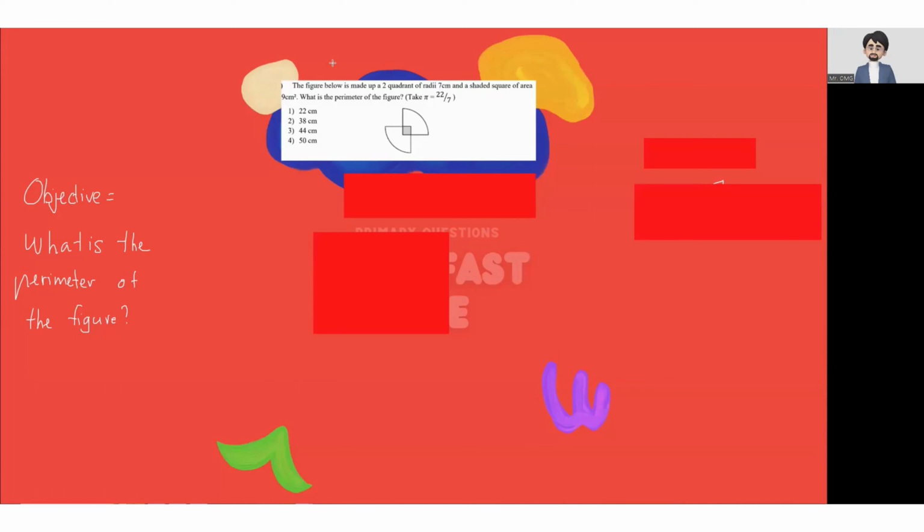The figure below is made up of 2 quadrants with a radius of 7, and the shaded square has an area of 9. So this is basically the picture. And the objective: what is the perimeter? Please remember, this is the perimeter.